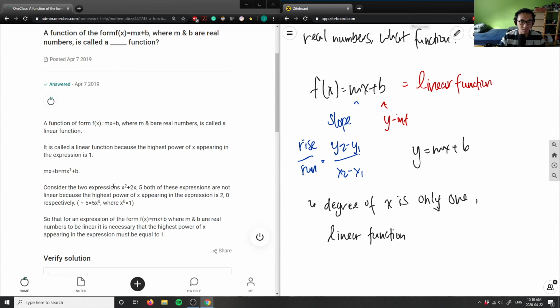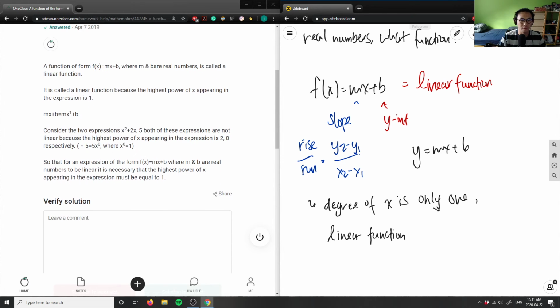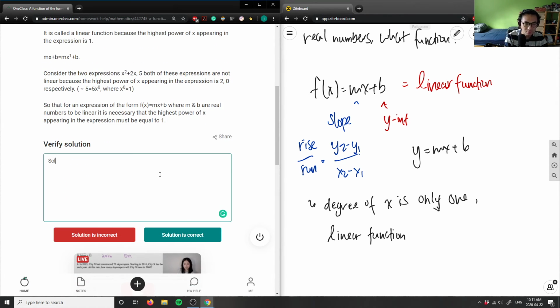Consider the two expressions here. So x squared plus 5x, both of these expressions are not linear because the highest power of x is 2 and 0 respectively. So for an expression of the form f of x equals mx plus b, where m and b are real numbers, to be linear, it is necessary that the highest power of x appearing in the expression be equal to 1. This solution is correct.